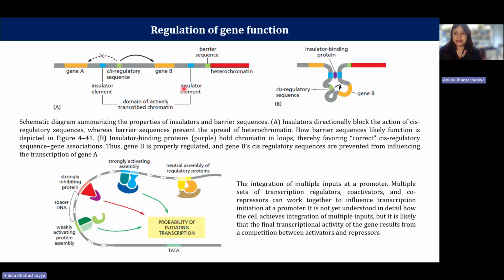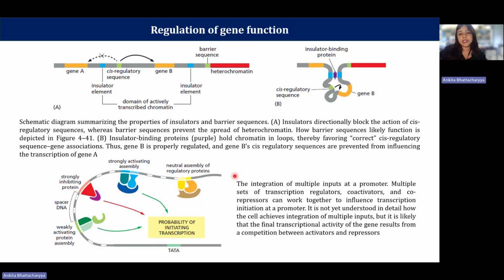Then you have insulators as well. For example, this is an insulator which brings together these two insulated elements, and sometimes that can control that only one gene might be expressed at one point of time and the other is not allowed to proceed because of a barrier sequence being present. There can be multiple rounds of regulation.